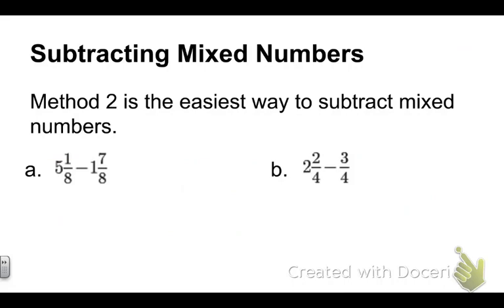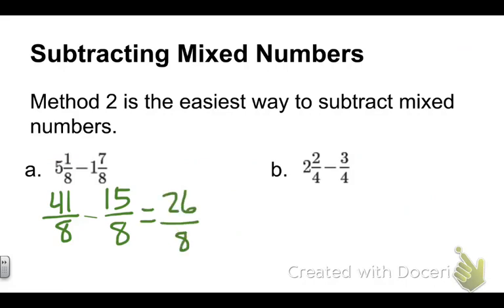So I've got 8 times 5, which is 40, plus 1, so that's 41/8, minus 8 times 1 is 8, plus 7 is 15, and then we can just subtract. So this gives us 26/8, and then if you did the work, I'm just going to squeeze it in right here. 8 goes into 26 3 times, with 2 left over, so it's 3 1/4.